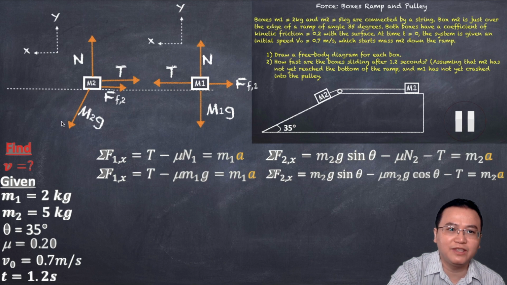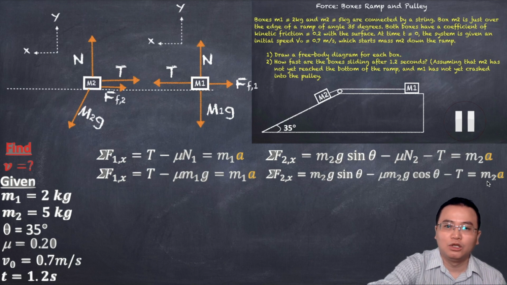If you think about it, this is a vector, right? So it has an x component and a y component. The y component balances out with the normal force. The x component right here is mg sine theta, okay? So that's why we have mg sine theta here. And then I plug everything in, it should be mass 2 times acceleration.